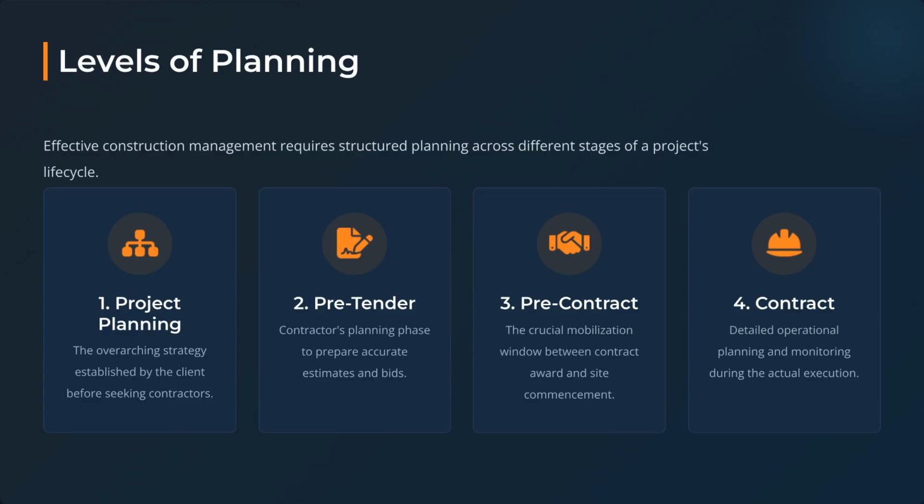Let's get started. In construction management, project planning is not a single, isolated event. It is a continuous process that we break down into three distinct levels. First, we have pre-tender planning, which happens before the job is even won. Next is pre-contract planning, the critical bridge after winning the bid but before breaking ground. Finally, we have contract planning, which governs the actual execution of the project. Think of these as the three pillars of project preparation. If one pillar is weak, the entire project timeline is at risk.